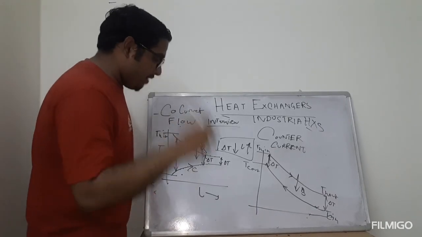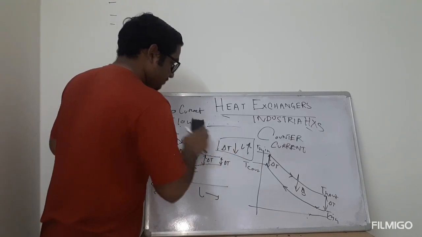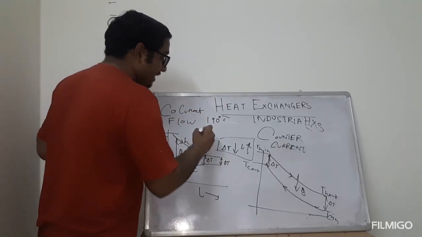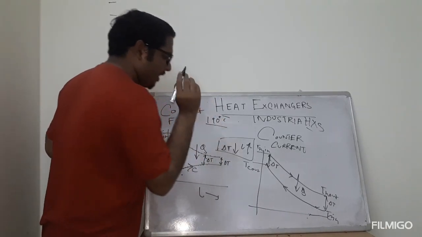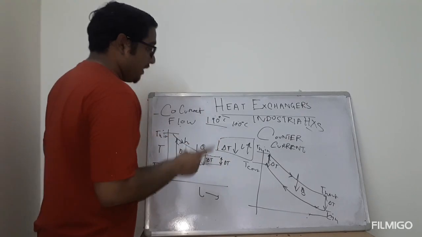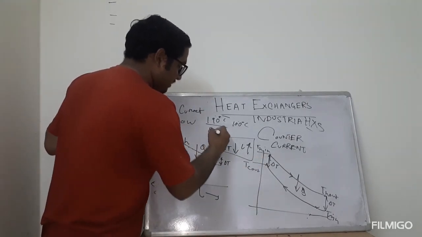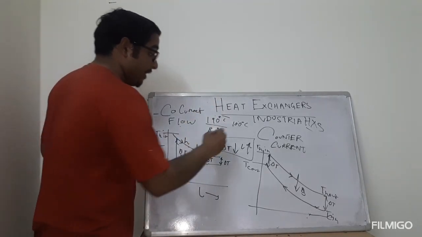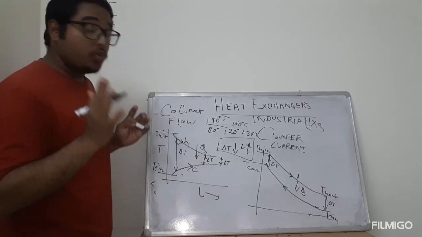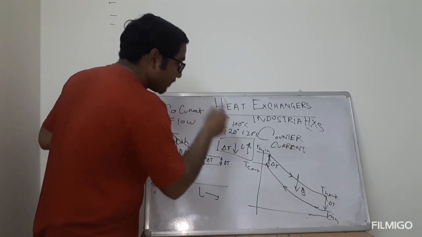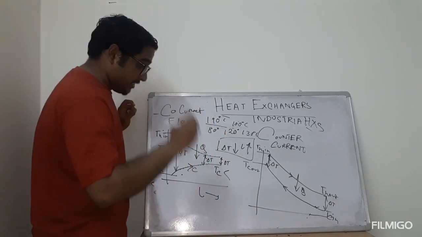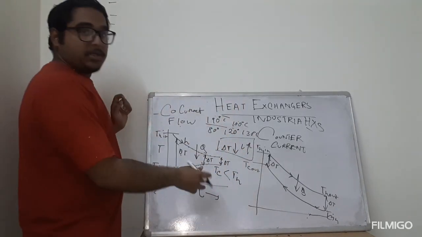So remember my friends, if supposedly there is a question where the hot fluid is coming in at 190 degrees Celsius and exits at about 100 degrees Celsius, and the cold fluid comes in at 80 degrees Celsius, and we have to heat the fluid to 120 or 130 degrees Celsius, you cannot do it in a co-current heat transfer, because in co-current the T cold throughout the heat exchanger is always less than the T hot.